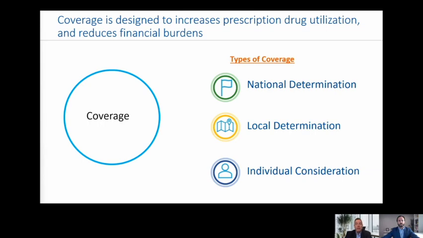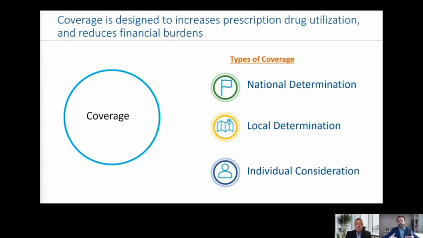And then last but not least, in cases where there are no coverage policies, and this, by the way, is the vast majority of cases, claims are adjudicated on what's called an individual consideration basis. And that's where the Medicare contractors will look at an individual claim and make a decision based on the merits of that claim and sometimes on the merits of the medical record, whether or not the particular service that was provided should be covered and is reasonable and necessary for that patient under those specific circumstances.